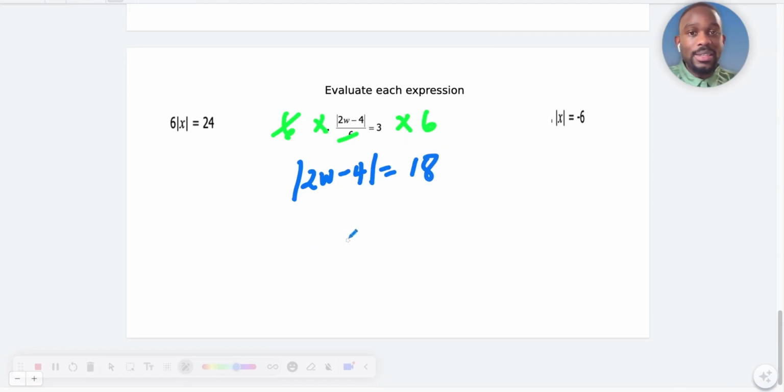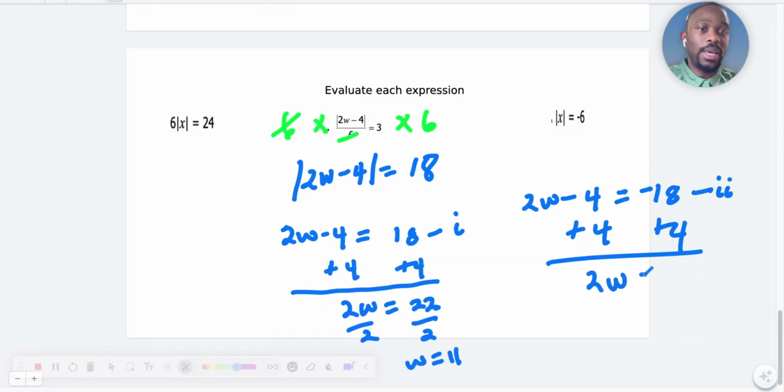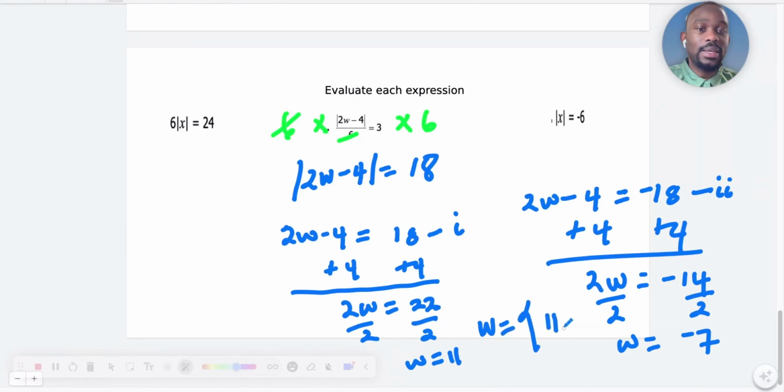If I get rid of these absolute value symbols, that means 2w minus 4 can equal 18. Let me call this equation 1. And also 2w minus 4 can equal negative 18. This is equation 2. We solve to get the value of w in both equations. And this will give us 2w being equal to negative 14. Divide both sides of the equation by 2, and w will be equal to negative 7. So we have 2 values of w. So the solution set of w is 11, negative 7. So that's the solution set of w.